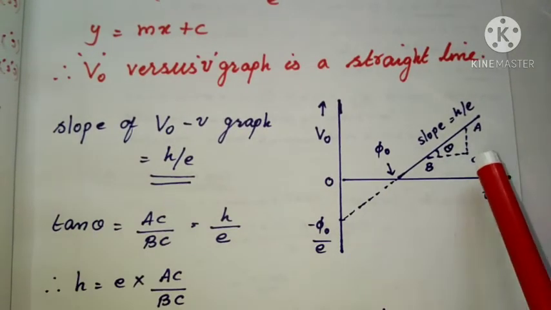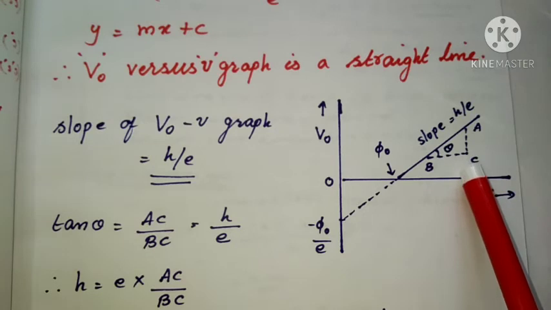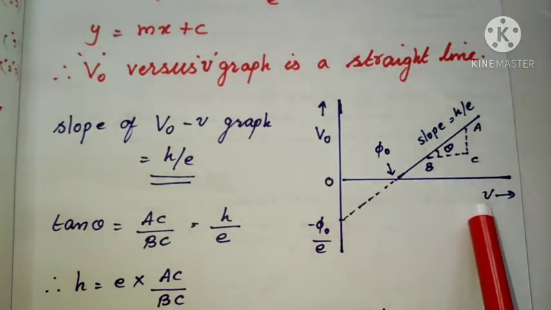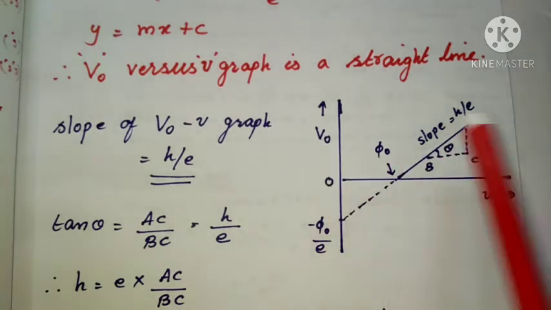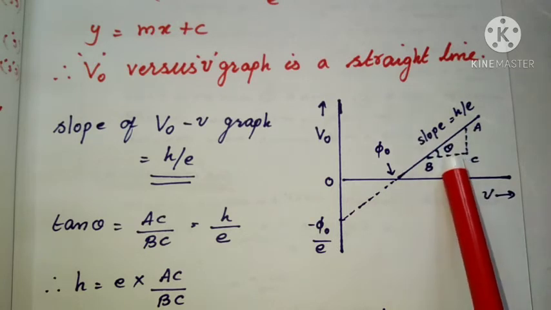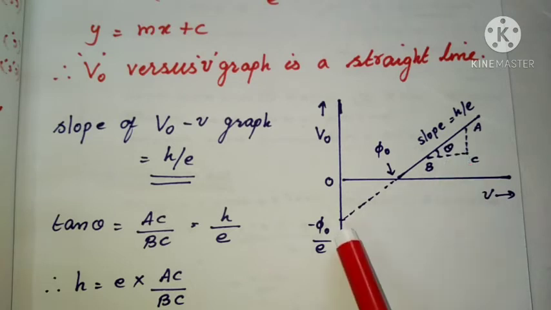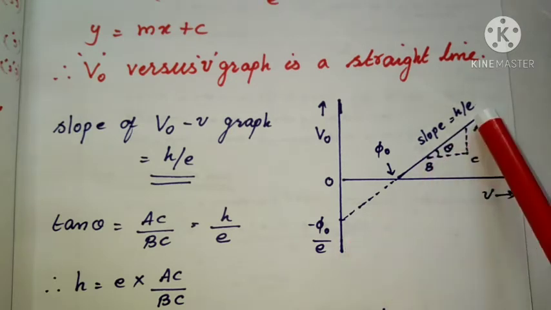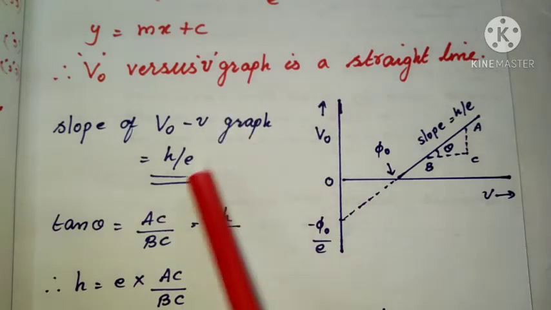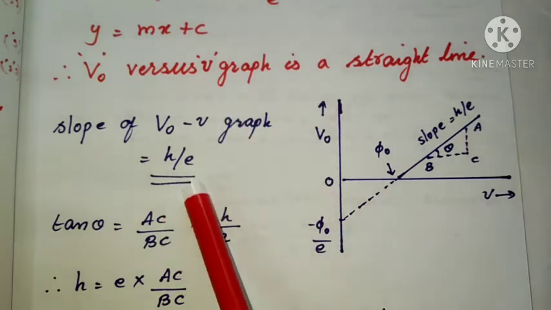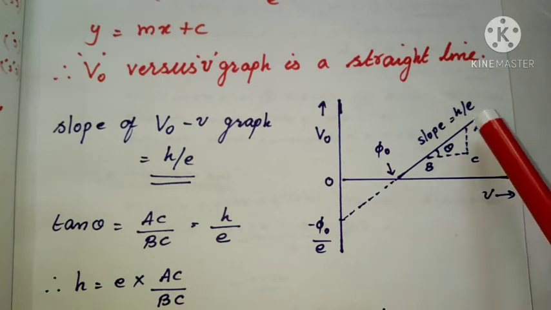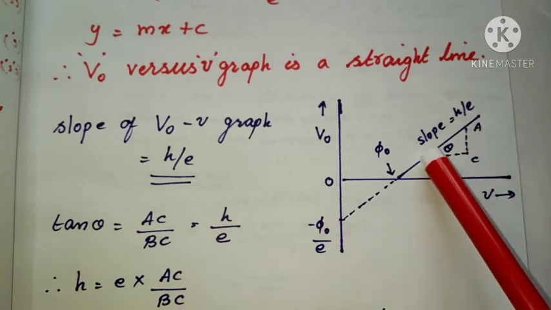So from this straight line graph, V0 is directly proportional to nu. From the slope of the straight line we can find out Planck's constant h, and from the intercept of the graph we can find out phi 0. The slope of this V0 nu graph is equal to h by e. To find this slope, we consider two points A and B.